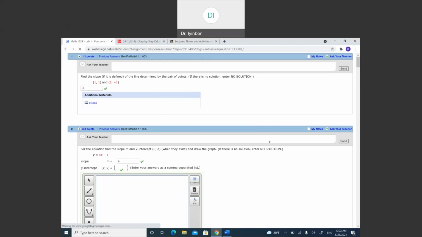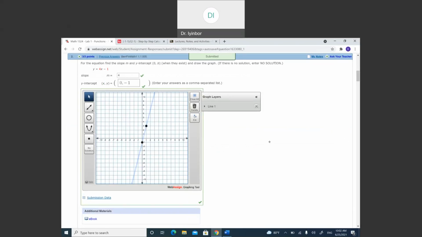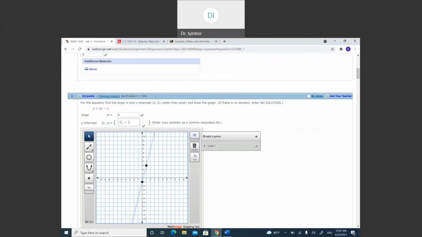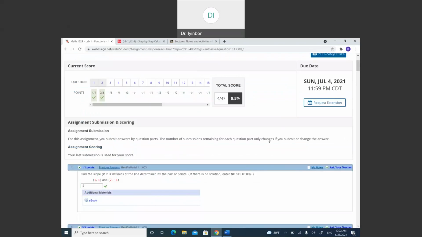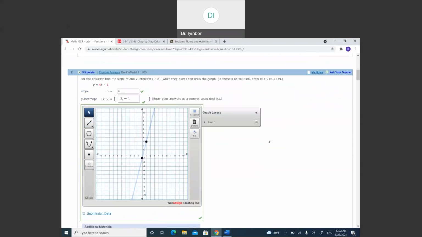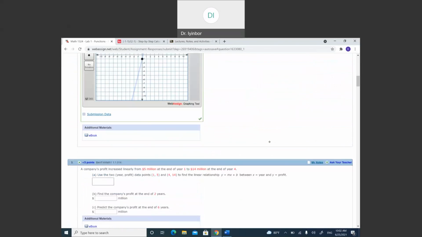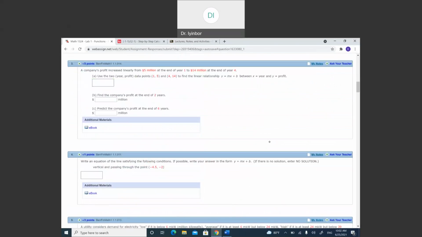Okay, now number 2 has 3 answers, 3 things I need to submit. I have the green check mark. Also at the top here it says 3 out of 3 points, and everything is green because everything is correct. So make sure you double check at the top. If it's wrong, you can fix it and you can get the right answer in 5 attempts.